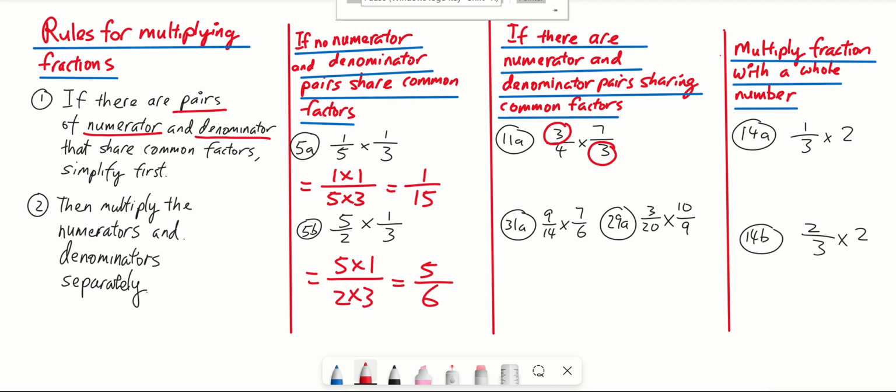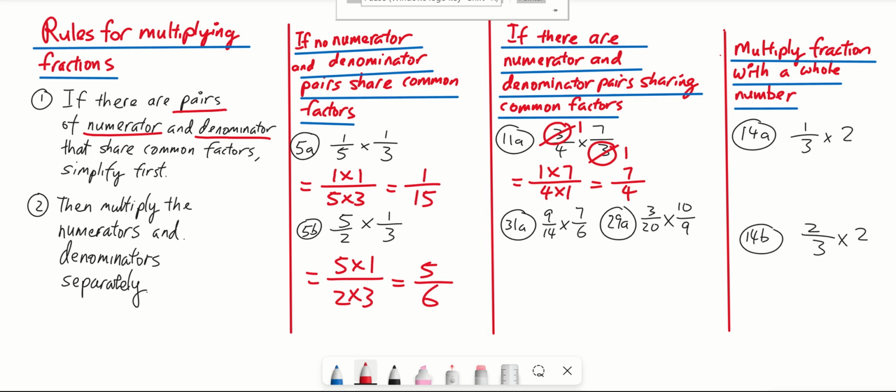So if I divide both of them by 3, each one will become 1. So I can cross them out and replace them by 1. I can cross the 3 out and replace that by 1. So what I end up with after this simplification is 1 times 4 over 7 times 1, and that gives us 4 over 7.